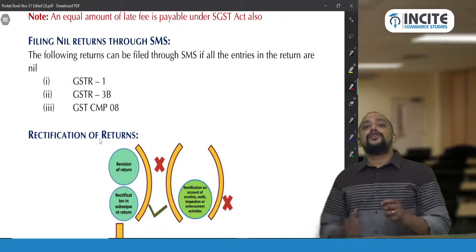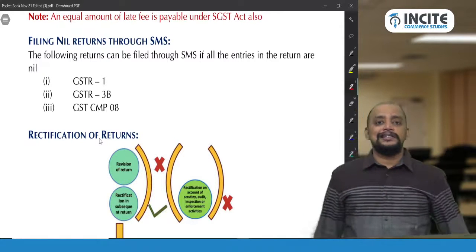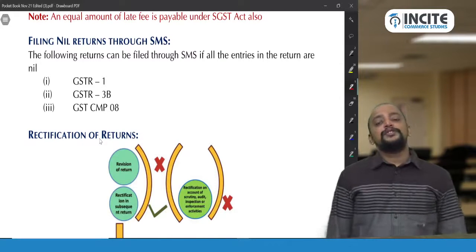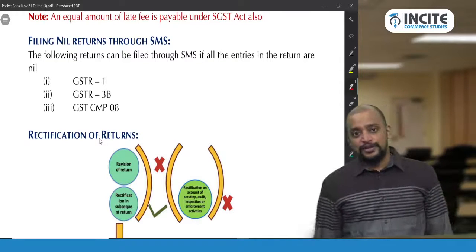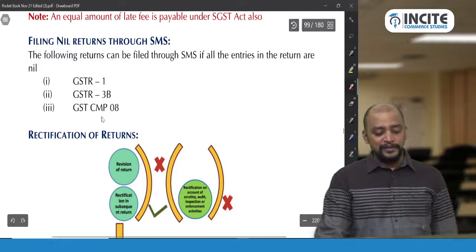So nil returns can be filed through SMS provided all the fields are nil. Suppose only input tax credit is there and liability is 0. Can a nil return be filed through SMS? Not possible. We have to file that return through the portal only. All the entries in the return should be nil.